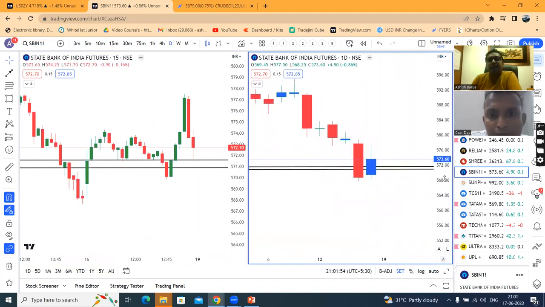Time frame changes, the candle structure changes. Now here you see, this is the first 15-minute candle, then the second 15-minute, third.